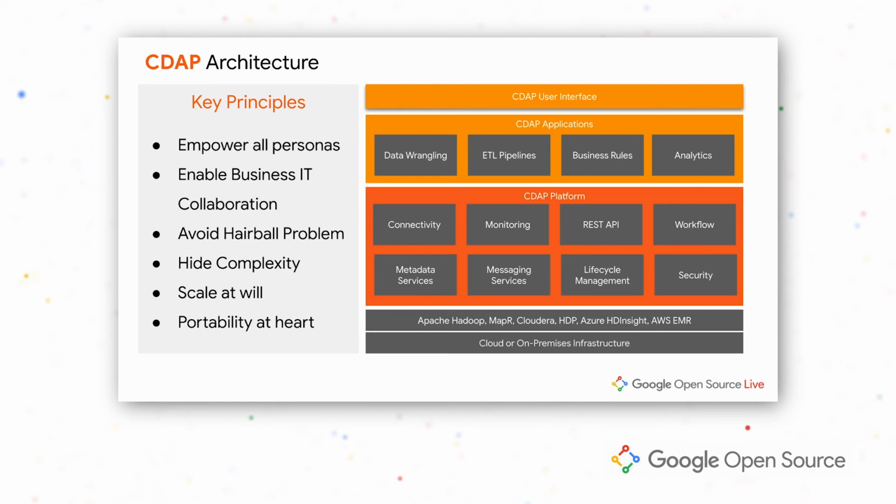Now, what we have done is, out of the box, we provide certain applications to the customers. So we have a wrangling application which allows you to prepare the data. We also have an ETL, ELT visual experience to create your ETL pipelines. We allow you to create certain business rules. You can also have a lot more analytics capabilities that are available on CDAP, that you can take and start building applications.